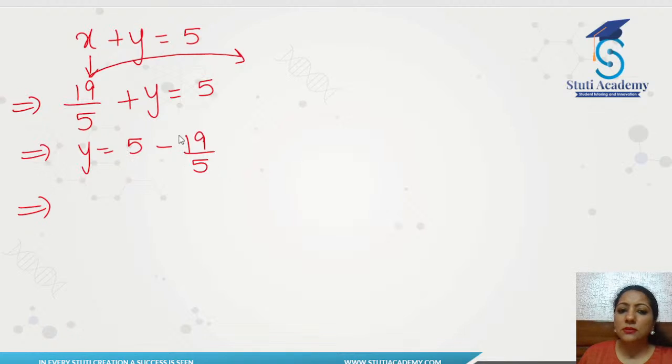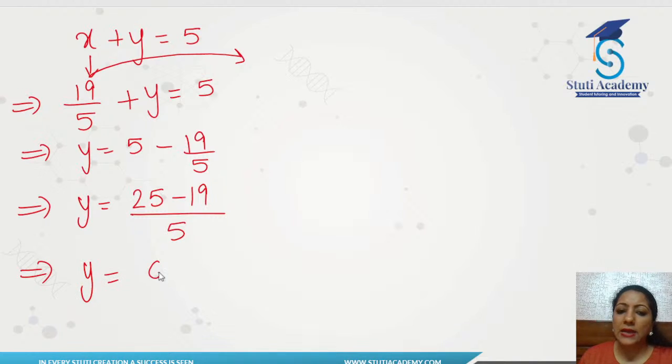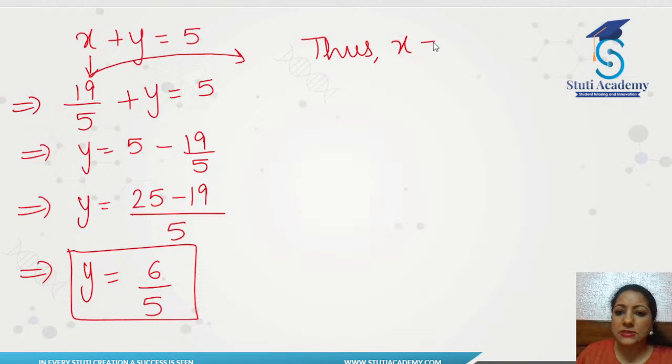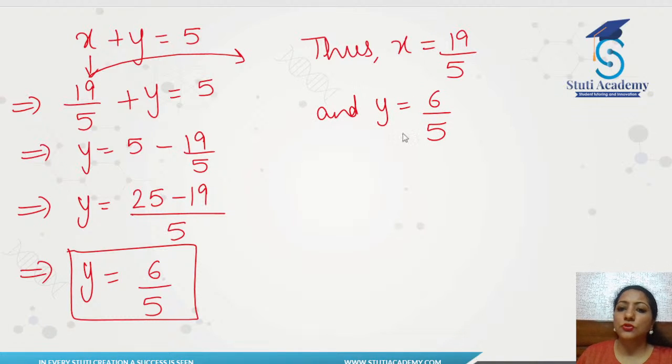And now let us solve this. We'll take the LCM here. LCM here is 5. So we will get 25 minus 19 here. And finally, we will get y as 6 upon 5. Thus, we have x 19 by 5 and y 6 by 5. So this is the solution of the given set of equations.